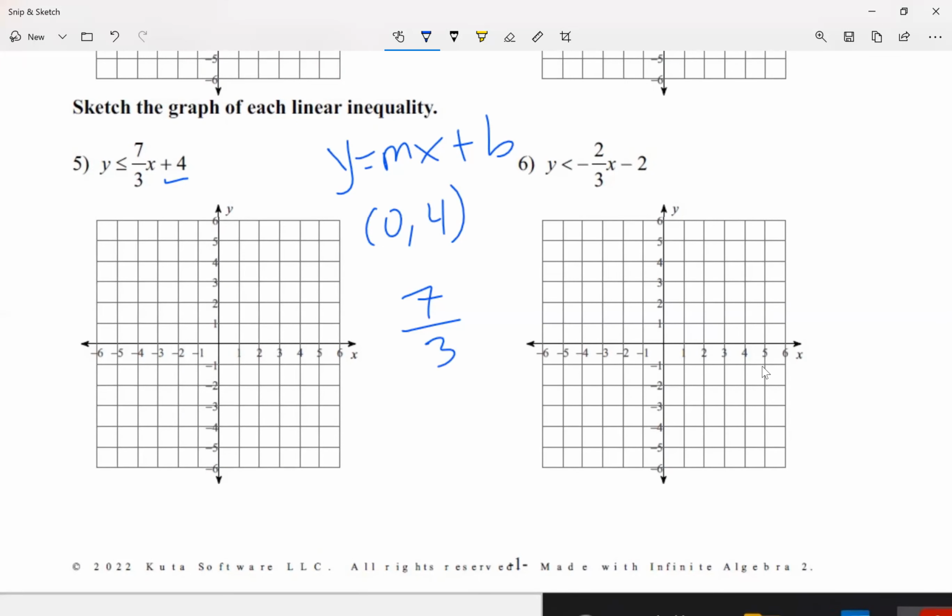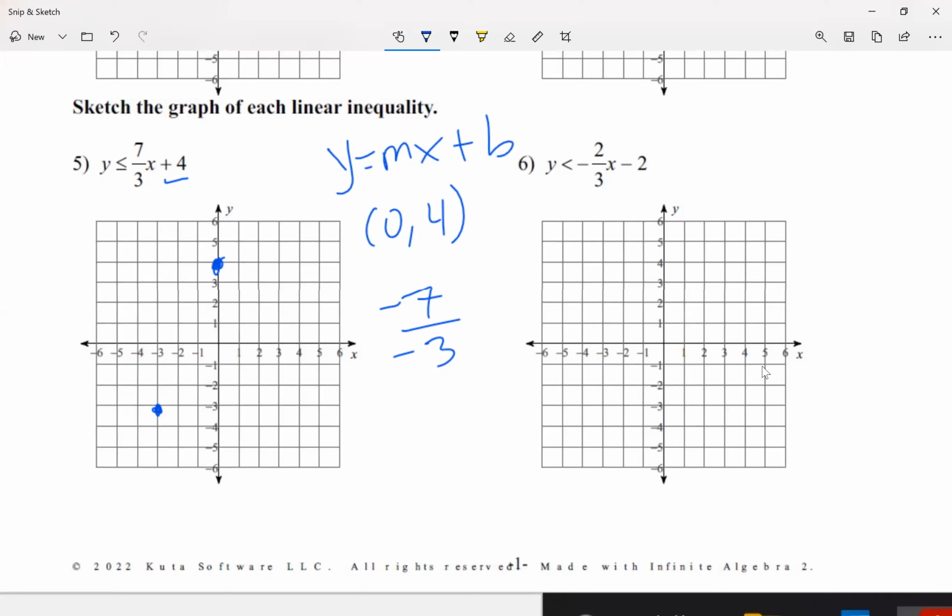So let me get two points that I can get. The point (0, 4) is right there. Now my slope says go up 7, 3 to the right. If I go up 7, I'm going to get outside of the picture. So let me change the signs, negative and negative. Now this one says go down 7 and 3 to the left. So I have this point. Two points are enough for a line.